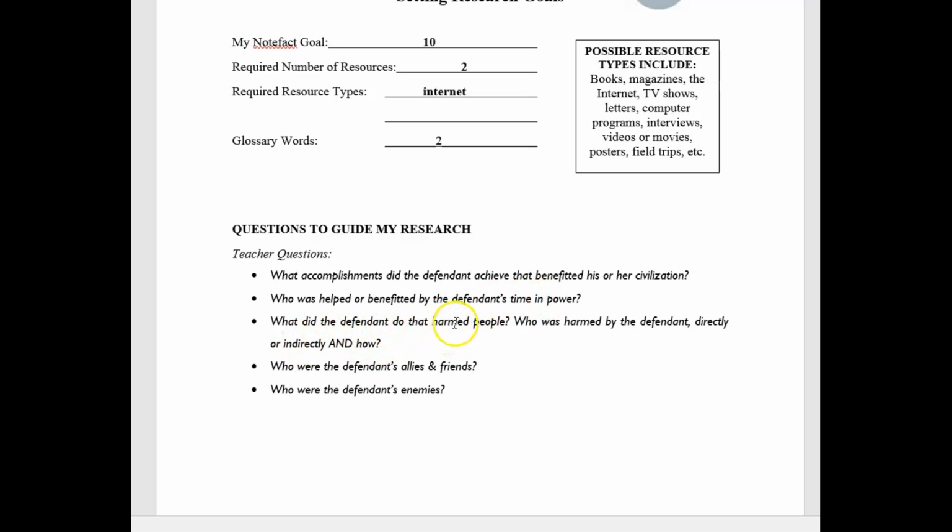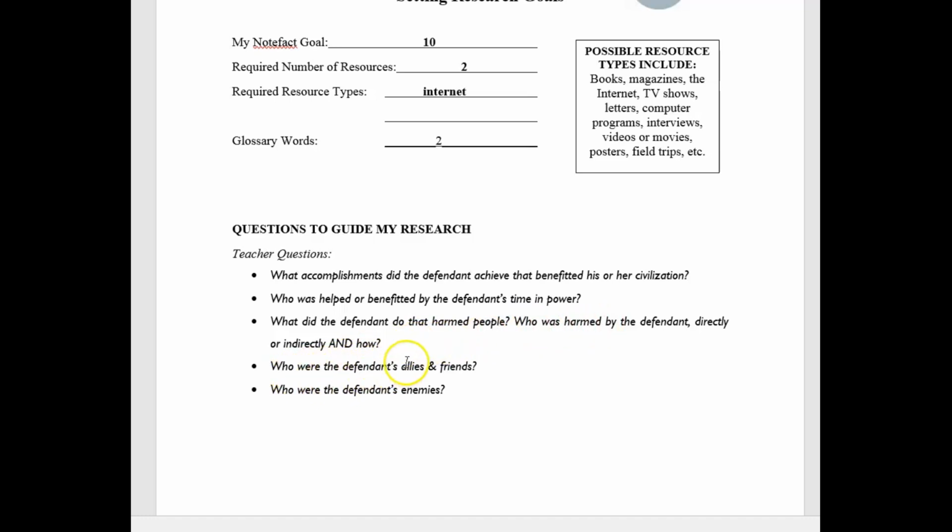And then on the other side, what did the defendant do that harmed people? Well, some of those achievements resulted in people getting hurt, right? And so who were those people? What were those actions, right? Because again, we want to be specific. Where did wars happen? Where did people just surrender and become part of Alexander the Great's empire, and where were cities destroyed? That makes a difference in terms of deciding who your witnesses are going to be, right? And where they are from, and all those details matter.